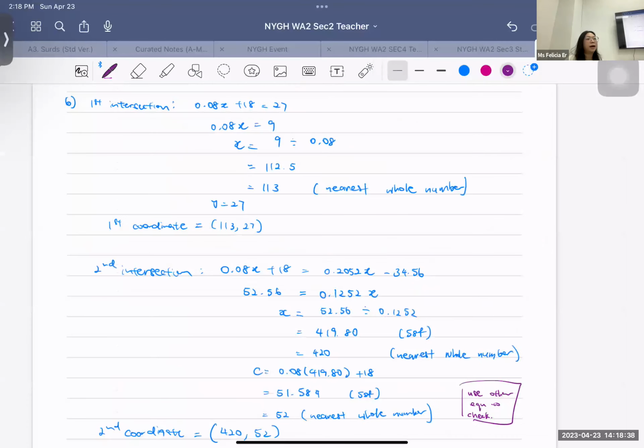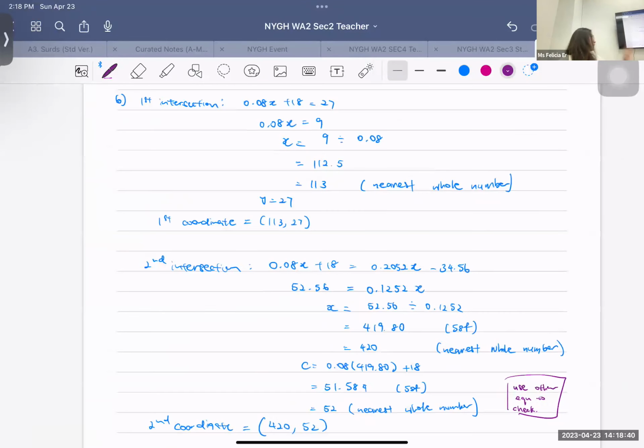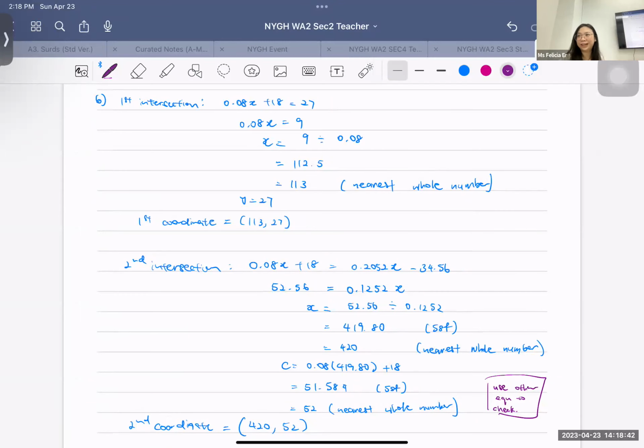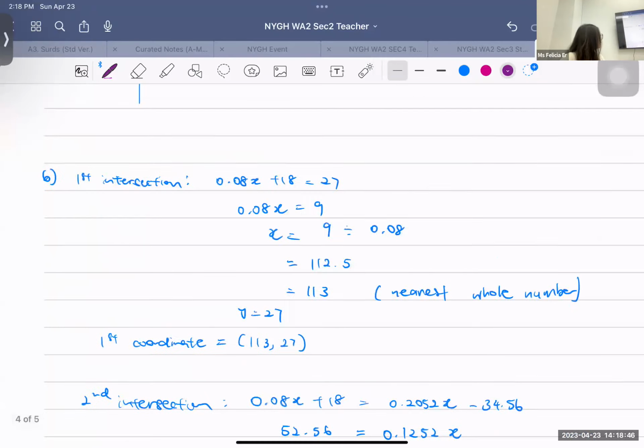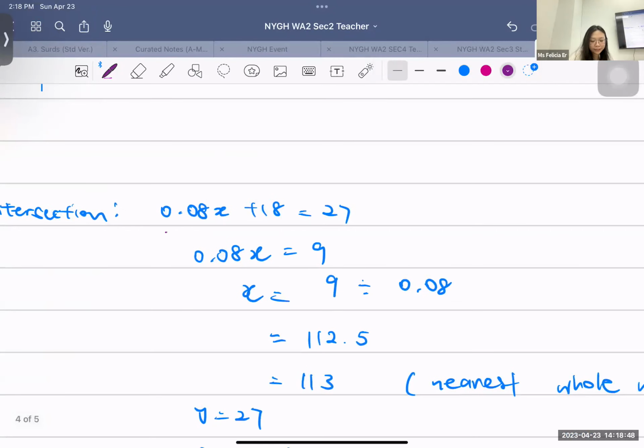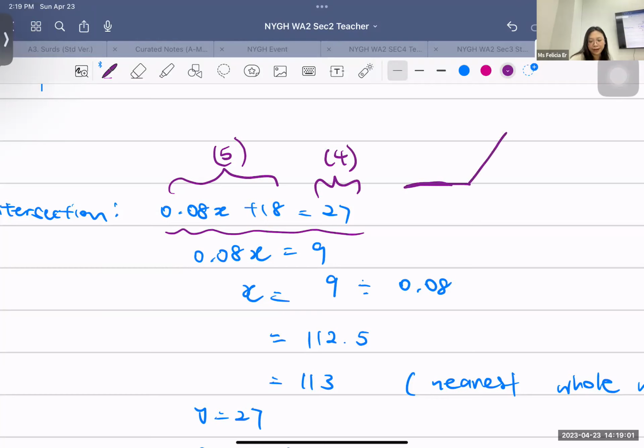This one, same thing. Take a look at the answer, but I want you guys to try first. Don't just understand and copy. Make sure you all understand now, else no point learning all this. So first intersection, can you see this is my simultaneous equation? I am equating my part 5 and my part 4. The graph looks like that, right?